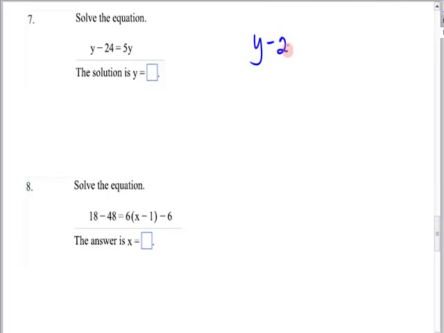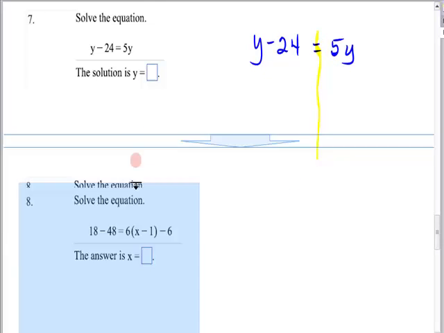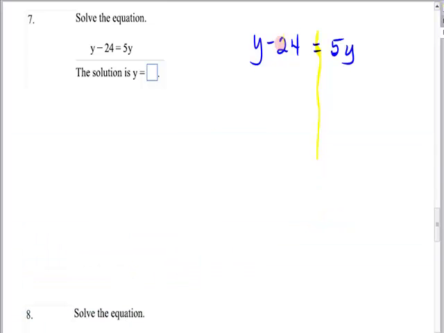I have y minus 24 is equal to 5y. Is there anything I can do to simplify? And the answer is no. I can't simplify the left. I can't simplify the right. Do I have variables on both sides? Yes. The coefficient here, this is 1y, this is 5y. Well, if I follow my own personal rule of getting rid of the smaller variable, then I'll subtract 1y. You don't have to write that 1, but I did. Subtract 1y.